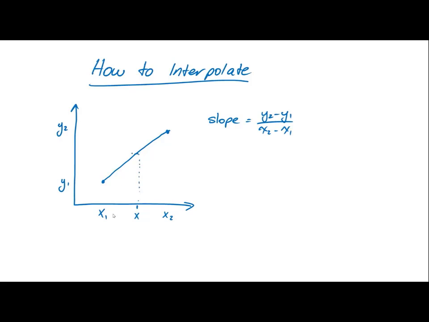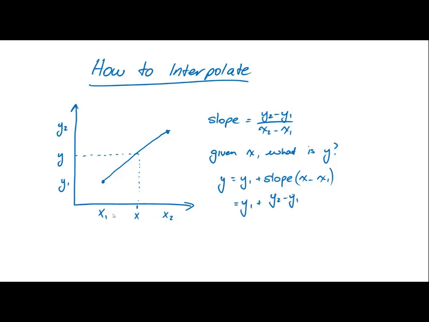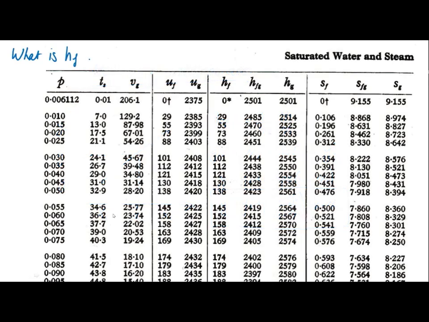If we're then given some value x that is between our two tabulated values of x1 and x2, we want to know what is the corresponding value of y. Very simply, we can calculate that value of y using y1, the slope of our line, and the difference between x and x1. If we expand that using the expression for slope from above, we get this expression, which is the expression that we'll use for interpolating in the steam tables to find values between two values.